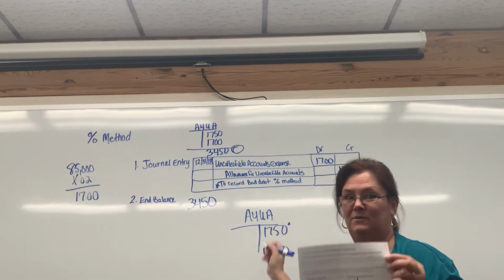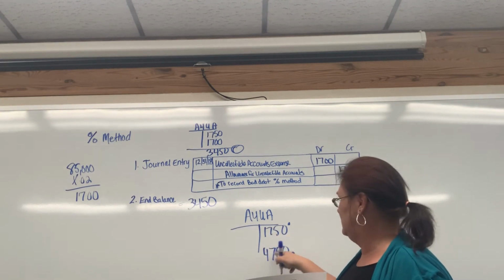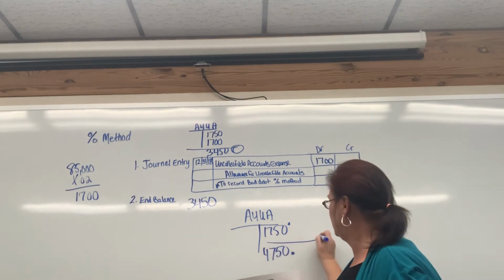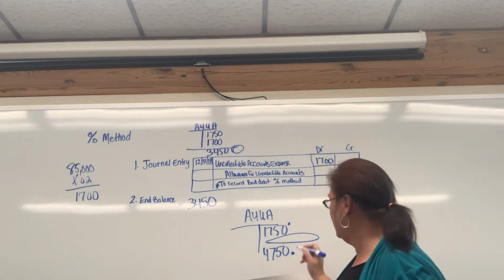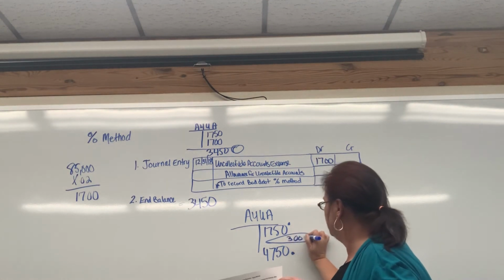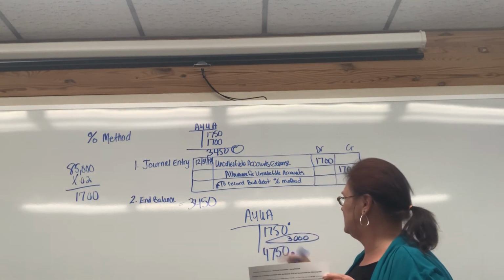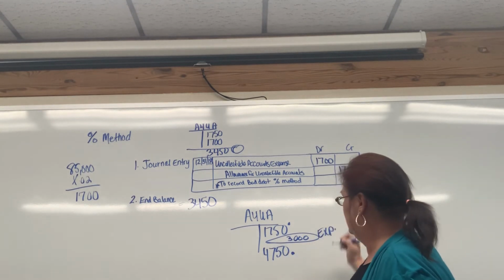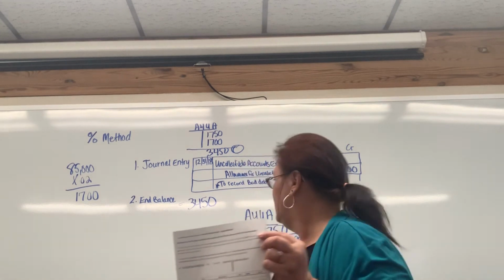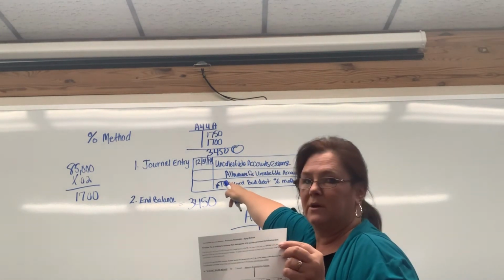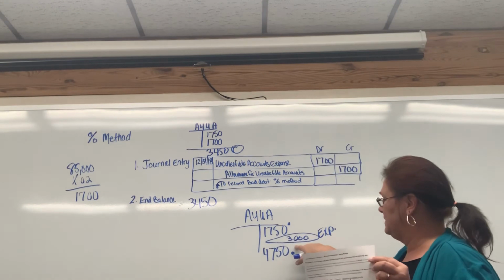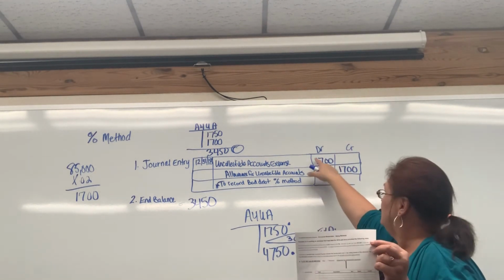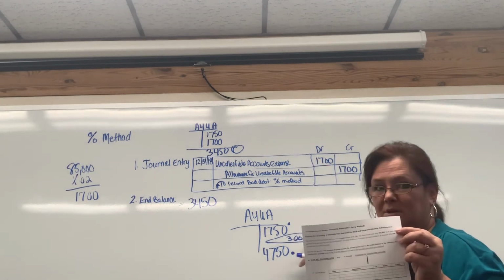So how do you tell the difference between the two, the end balance and the beginning balance? In order to get your expense, all you're going to do is subtract those two numbers. Basic math. The subtraction between $4,750 and $1,750 is $3,000. That is your expense amount. So for this portion, you're going to do the exact same journal entry, but now you have an expense of $3,000. All that will change is your $1,700 will be $3,000.